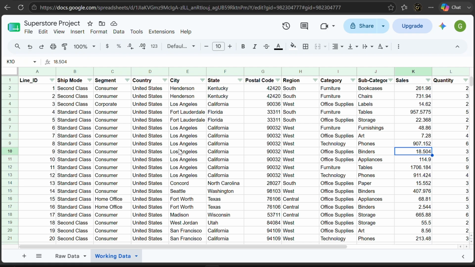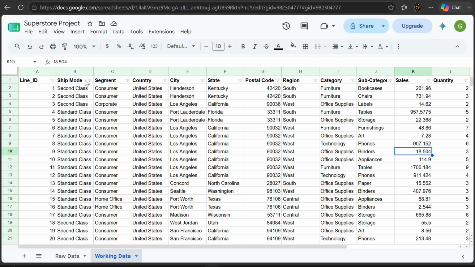Next, let's try to check for consistency in this data set. What we are going to do is sort the ship mode, segment, region, category, and subcategory columns alphabetically, because these are the categories that really matter to us. We want to look for maybe near duplicate spellings or stray white spaces.